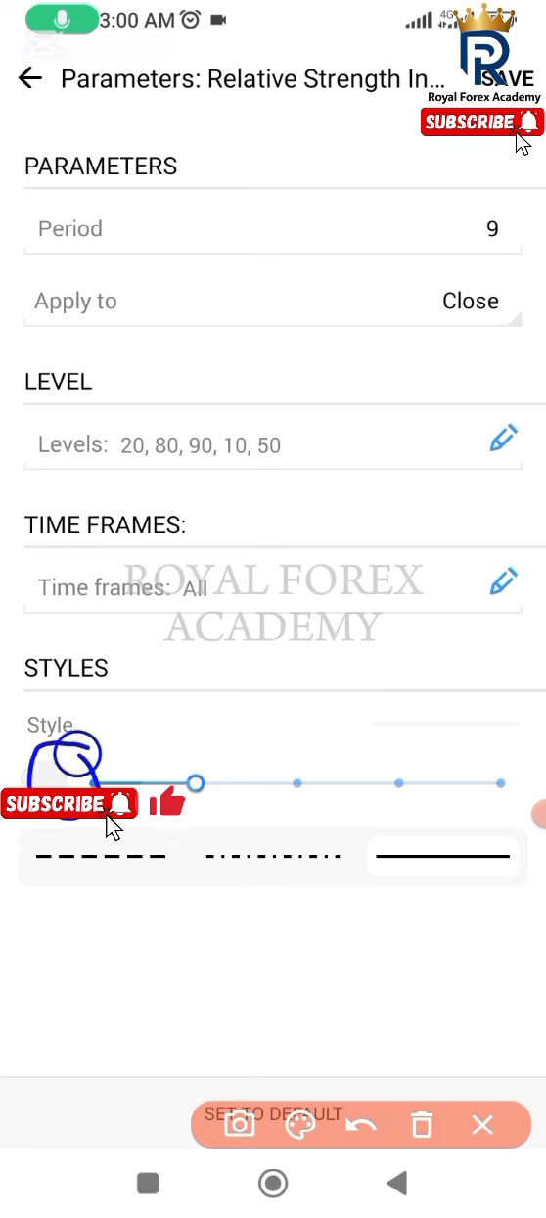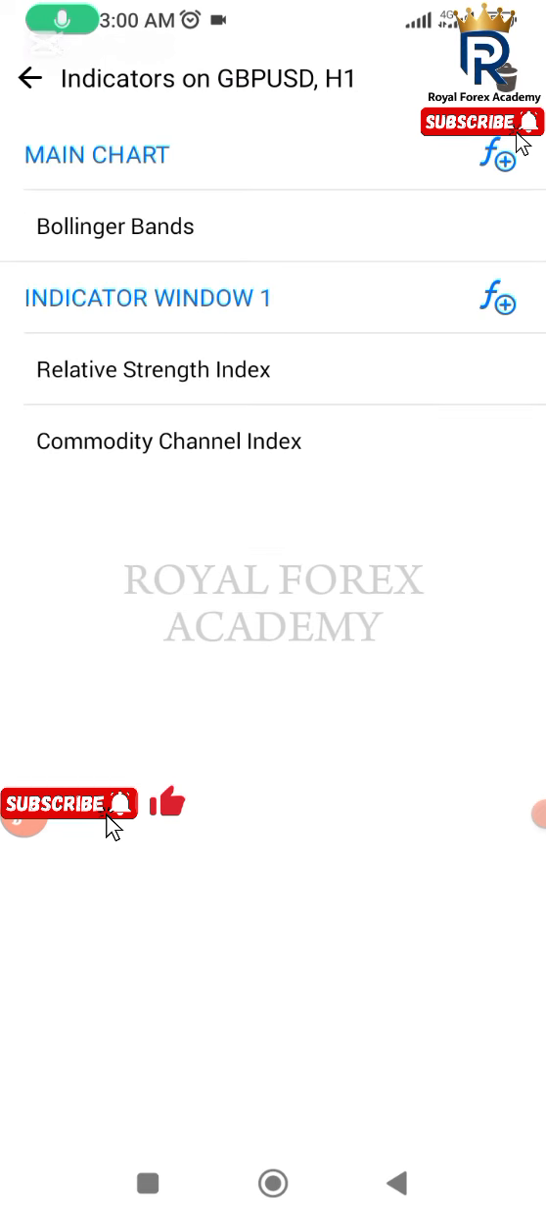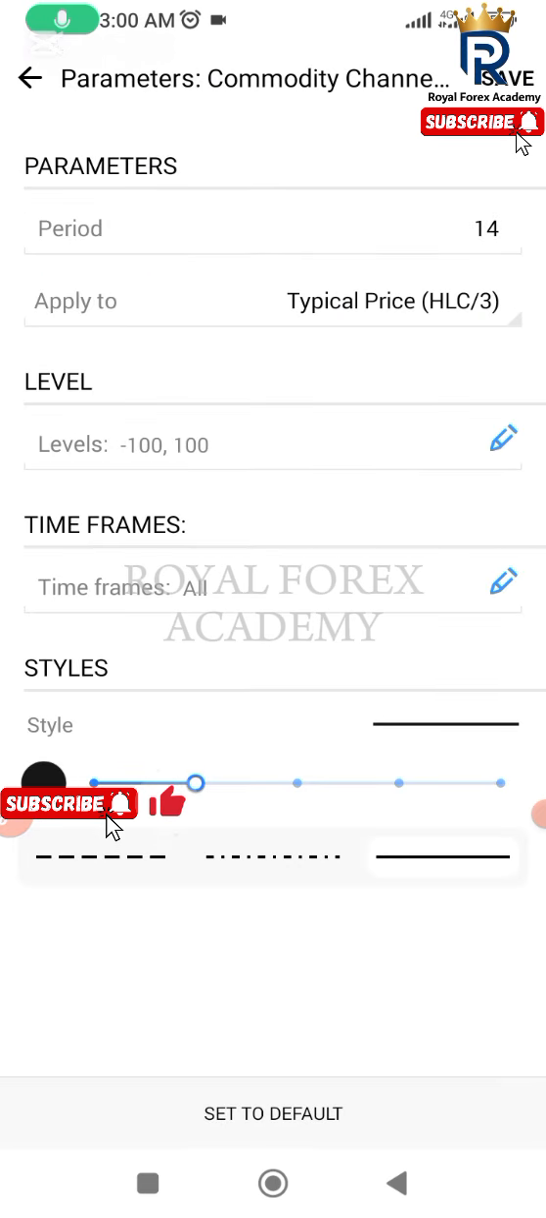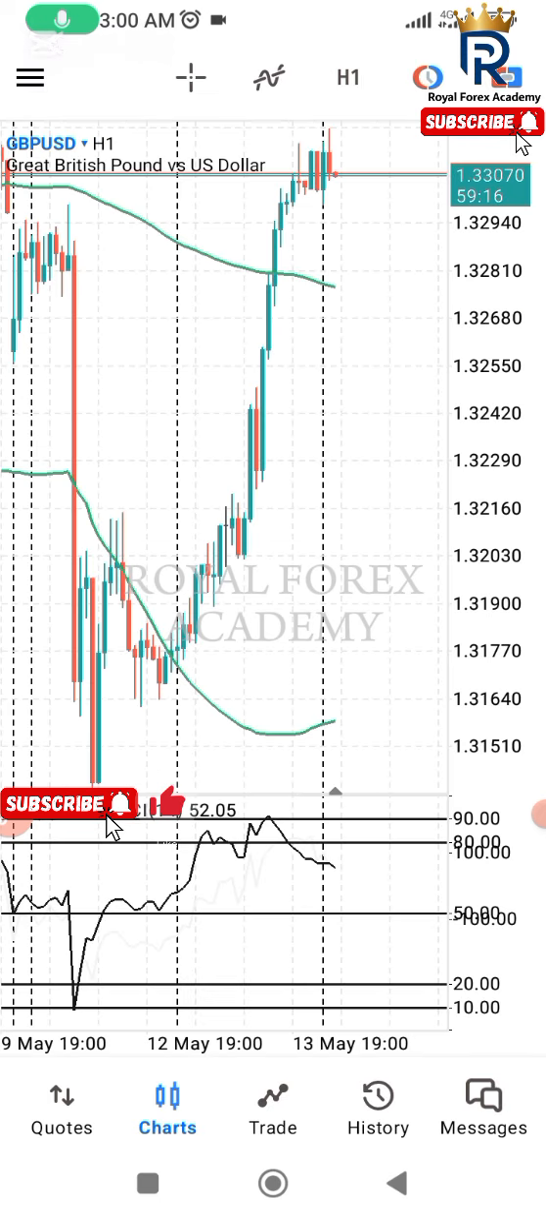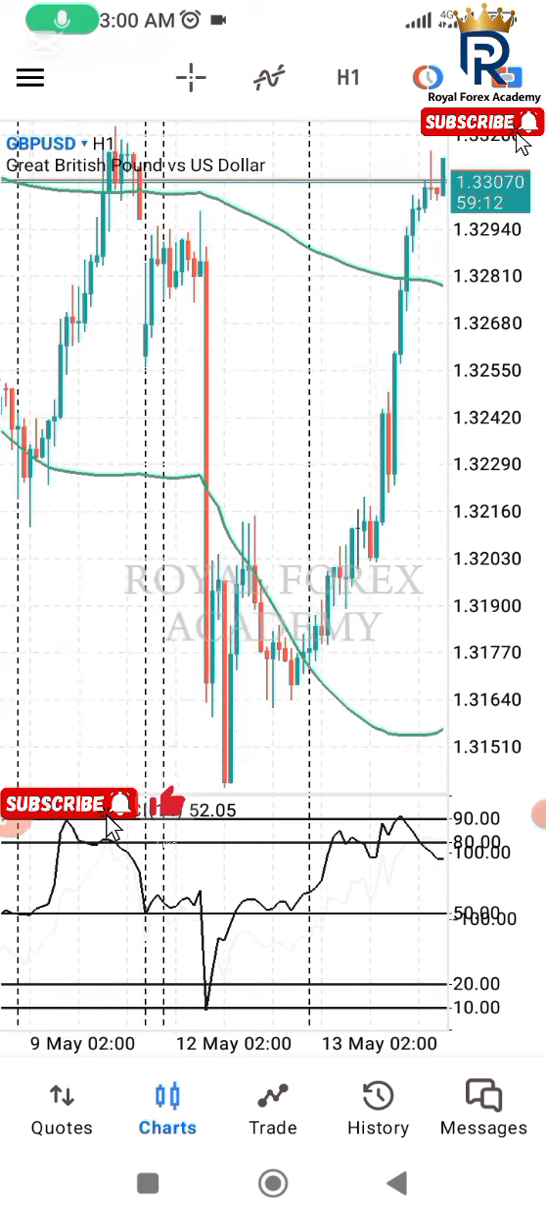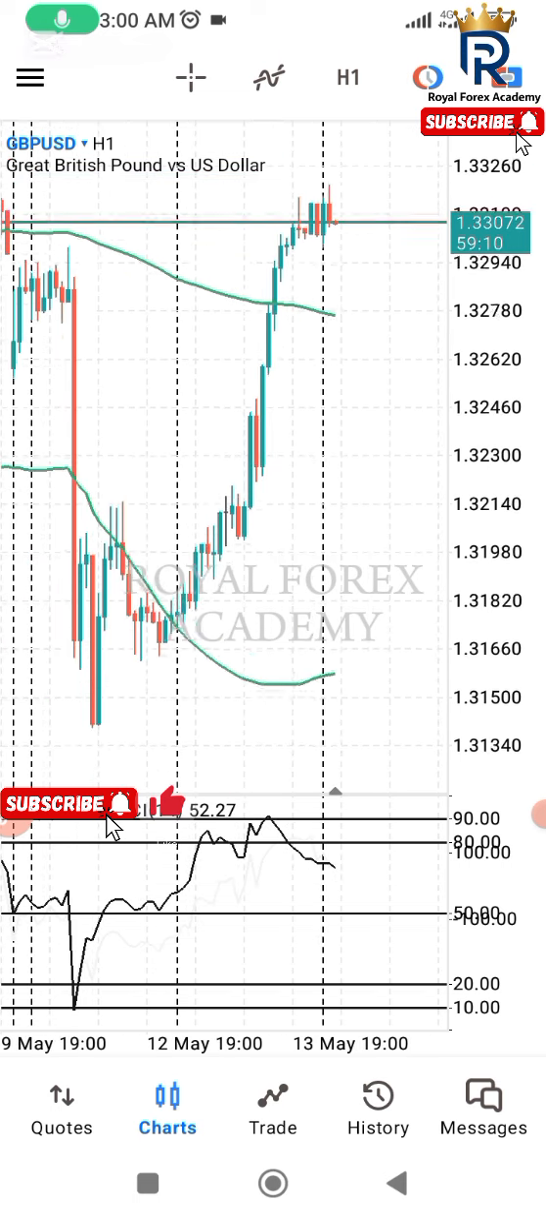Then as for the styles, you change this color to your background color. If your background is black, you kindly change it to black. Then we have our commodity channel index. The period is 14. You apply to typical high, low, close 3. So once you have done that, your setting is complete and your chart will be looking exactly like mine.